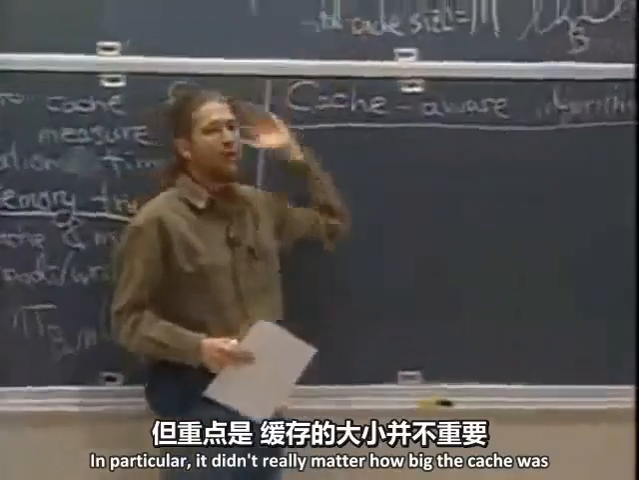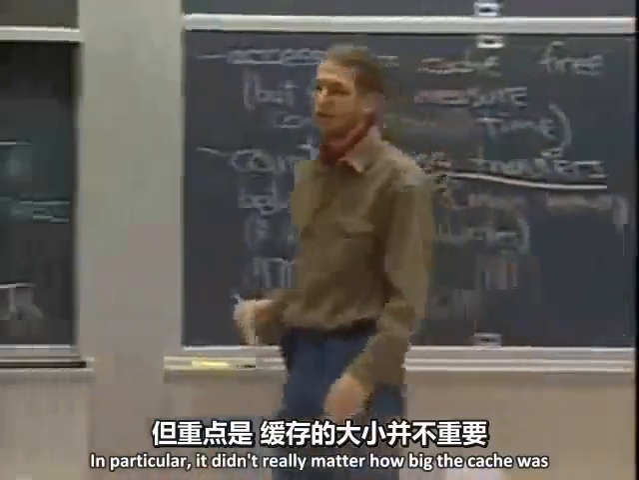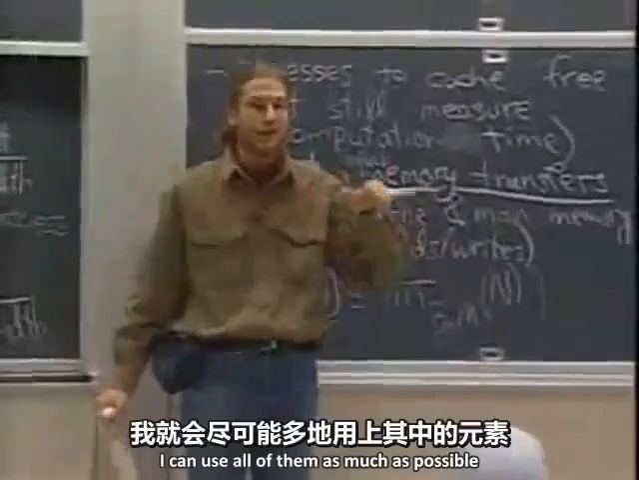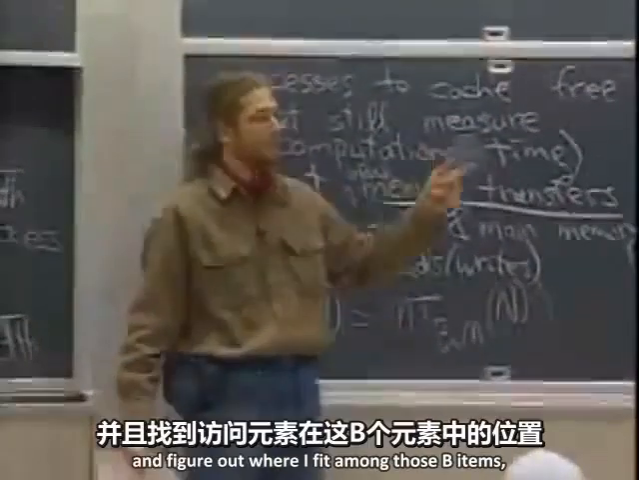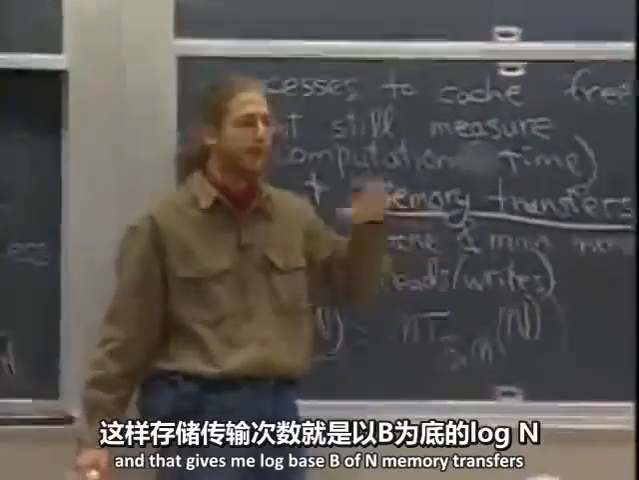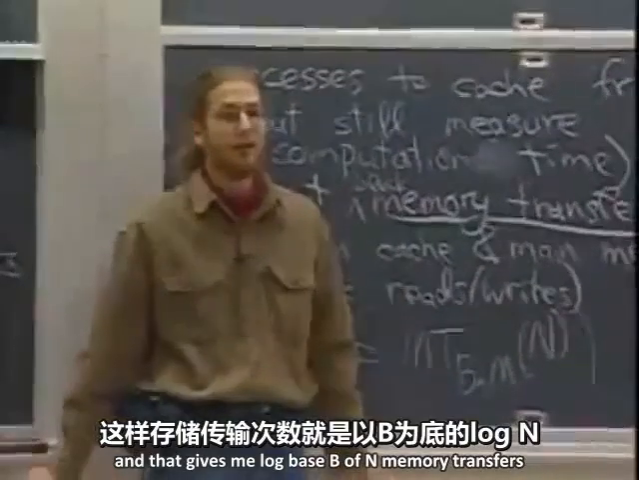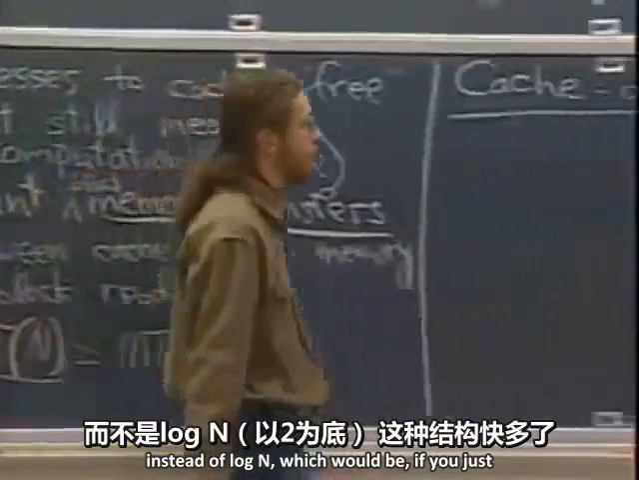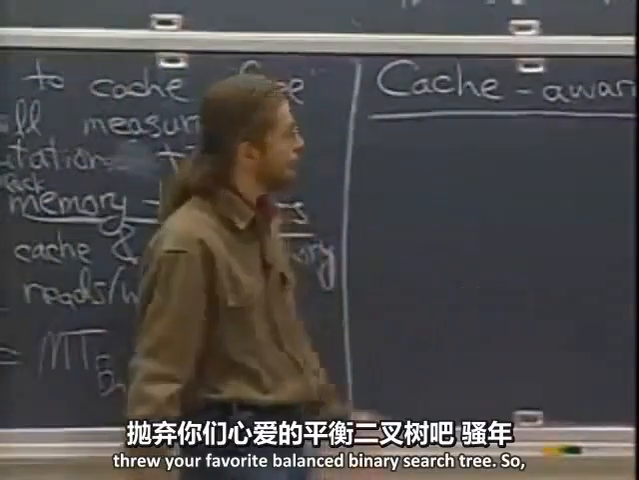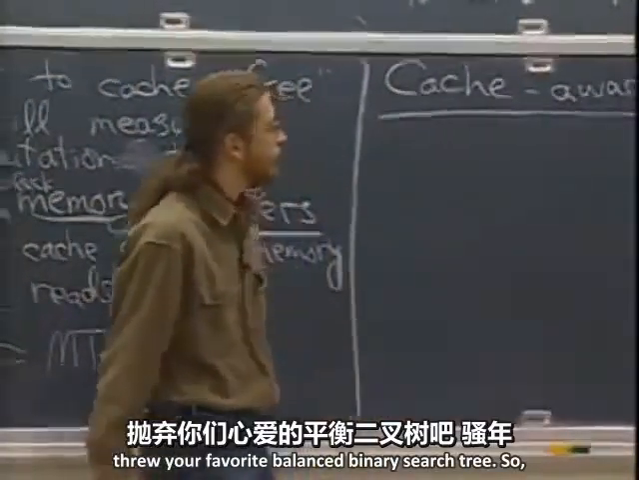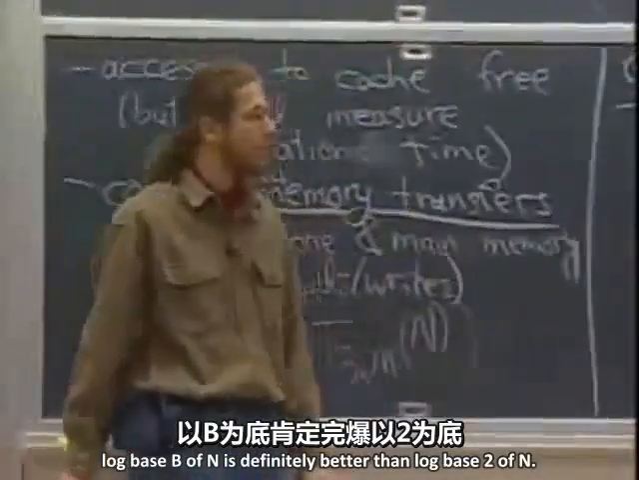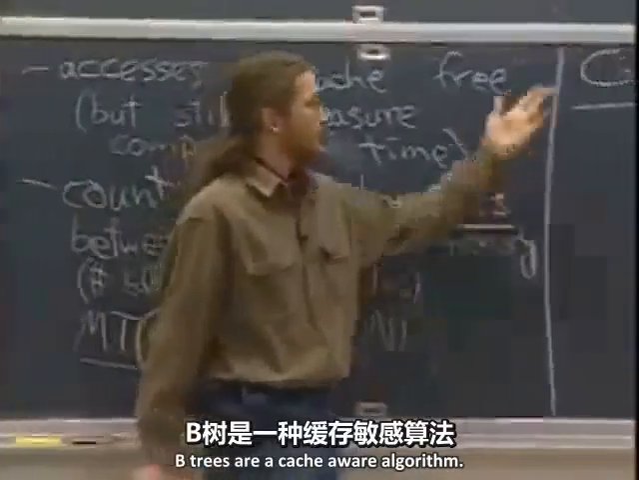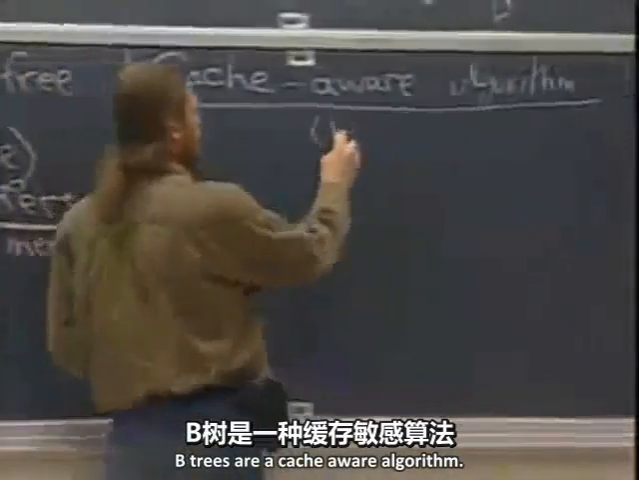In particular, it didn't really matter how big the cache was, because you just wanted to know that when I read B items, I can use all of them as much as possible and figure out where I fit among those B items. That gives me log base B of n memory transfers instead of log n, which is what you'd get if you just threw in your favorite balanced binary search tree. So log base B of n is definitely better than log base 2 of n. B-trees are a cache-aware algorithm.